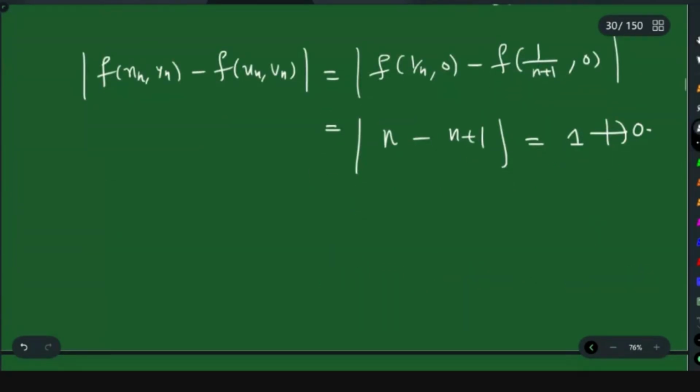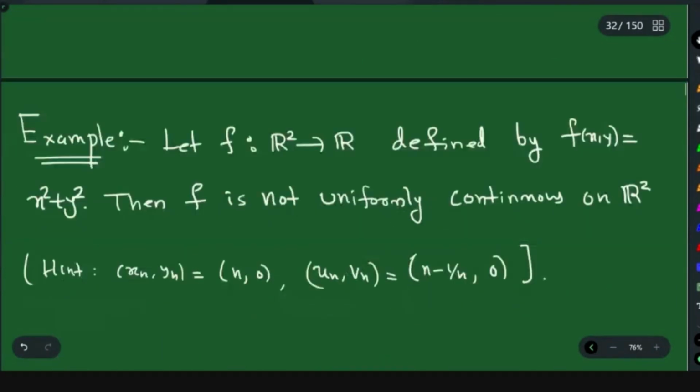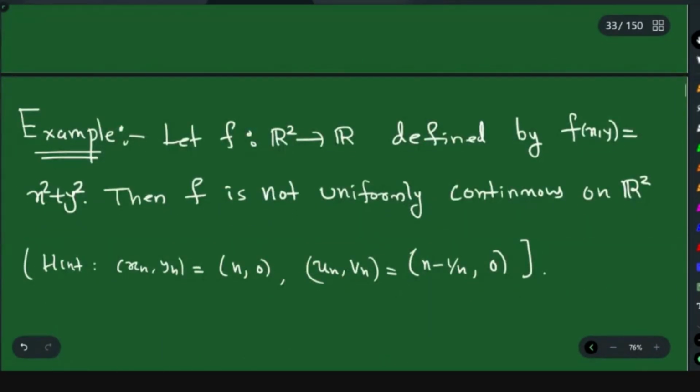The conclusion is f is not uniformly continuous. So this is the thing. Now again, you can check one more example. You just verify this. I have given the hint here.